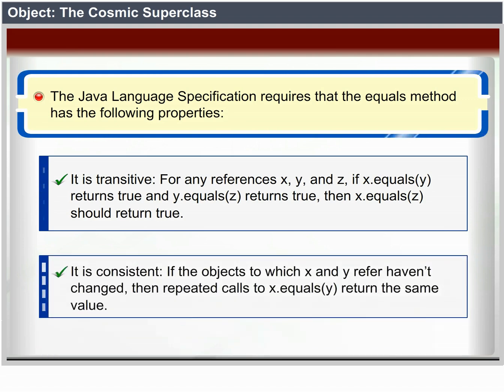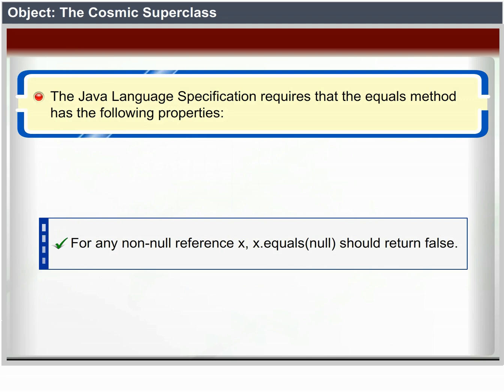It is consistent. If the objects to which x and y refer have not changed, then repeated calls to x.equals(y) return the same value. For any non-null reference x, x.equals(null) should return false.